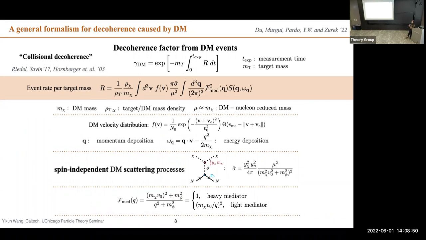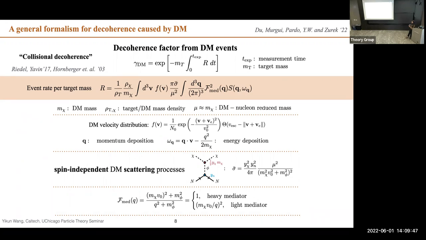The next thing is the mediator factor. Here we're really interested in a scattering process mediated by this phi. The mediator factor, written in this line here, tells you the weight from your mediator. Most of the time, people like to talk about two limits: the heavy mediator limit, where your mediator factor is just 1, or the light mediator limit, where your mediator factor is m chi v naught over the momentum deposition, where v naught is the average velocity of your dark matter flux. This is an important quantity in the sense that it tells you your rate actually prefers low momentum deposition. That is how we get very good sensitivity for a light mediator, where we have a huge boost from going to low momentum deposition.